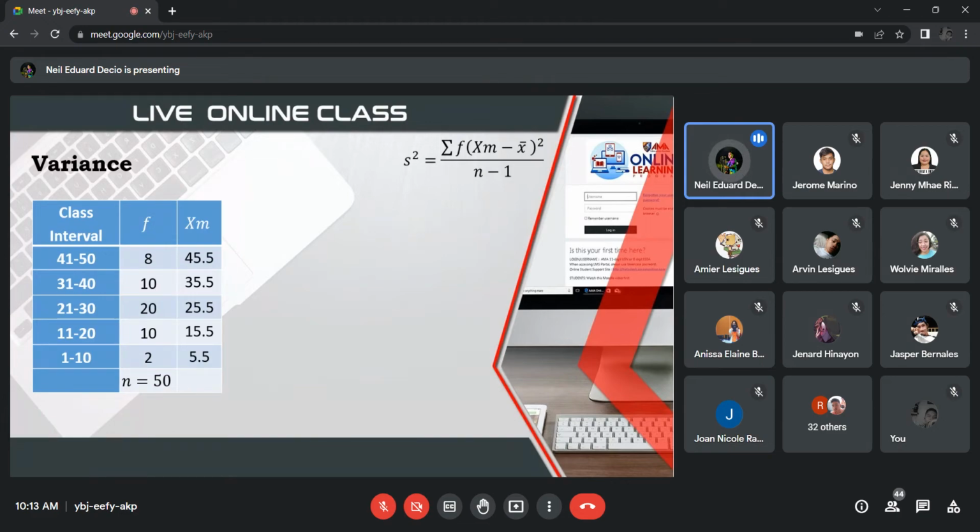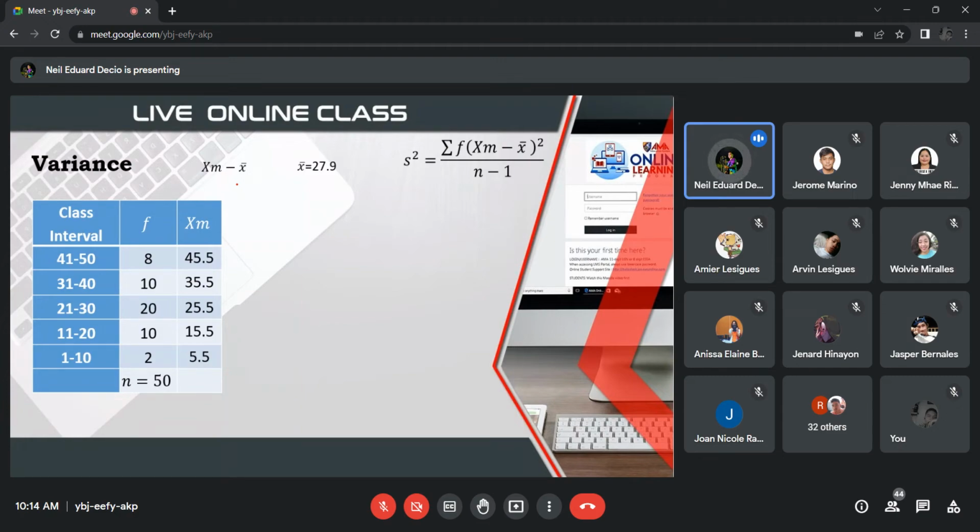So in this particular example, I already made the XM. The midpoint of my class interval 41 to 50 is 45.5. The 31 to 40, that's 35.5, and so on. So XM, again, is just the midpoint of your class interval. And then we get the product of frequency and class mark, which we'll be adding as the next row. Actually, I already solved X bar here. Our X bar is 27.9. But if we want to solve this, we can solve it first here so we can really get the mean. So wait, I'll just get my calculator.